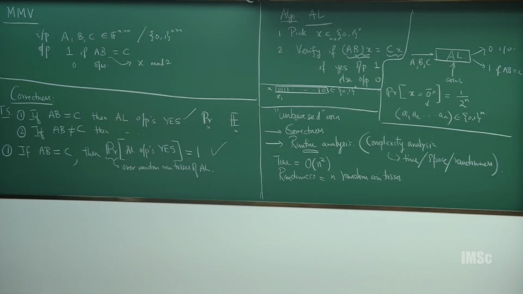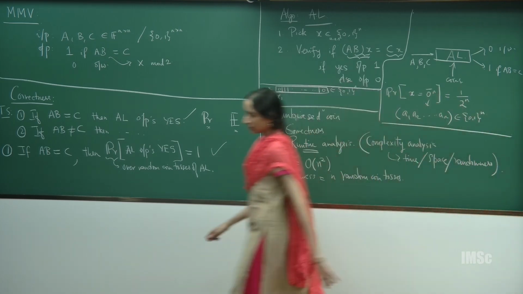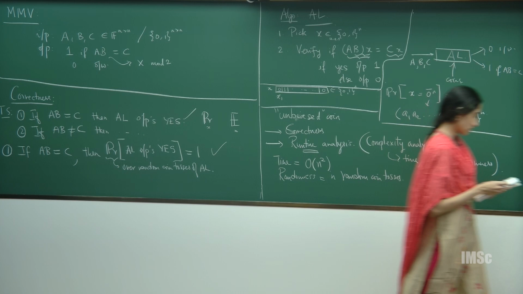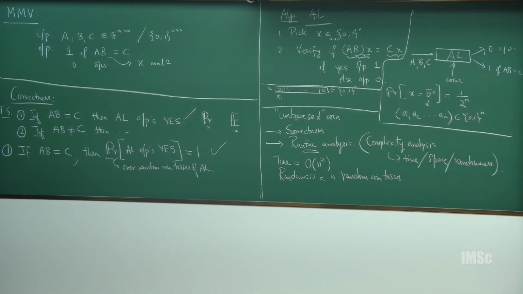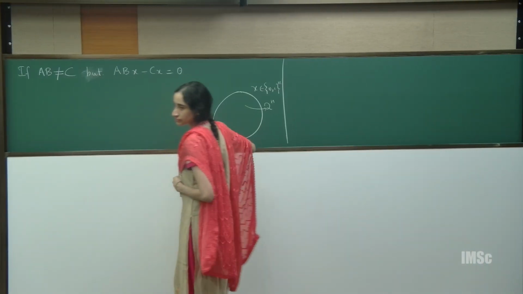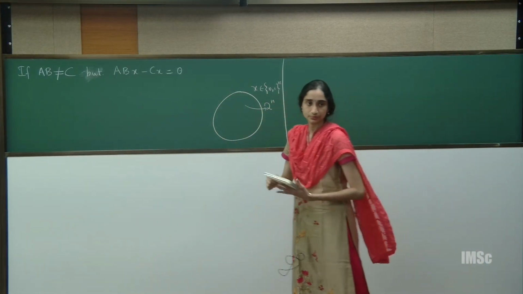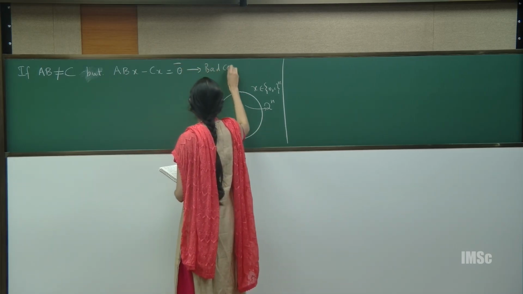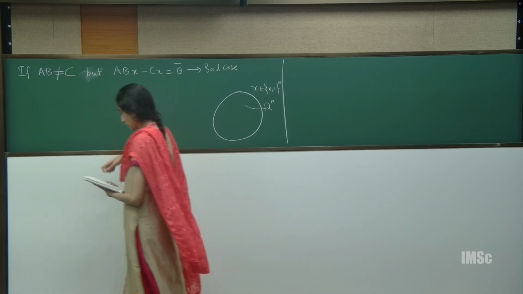Okay. So let me define something. It's what he's saying, but I have to give things a name so that it's easy. So the bad case is when AB is not equal to C, but ABX minus CX is equal to 0. Right? 0 vector. That's the bad case. Okay. So let me give it.